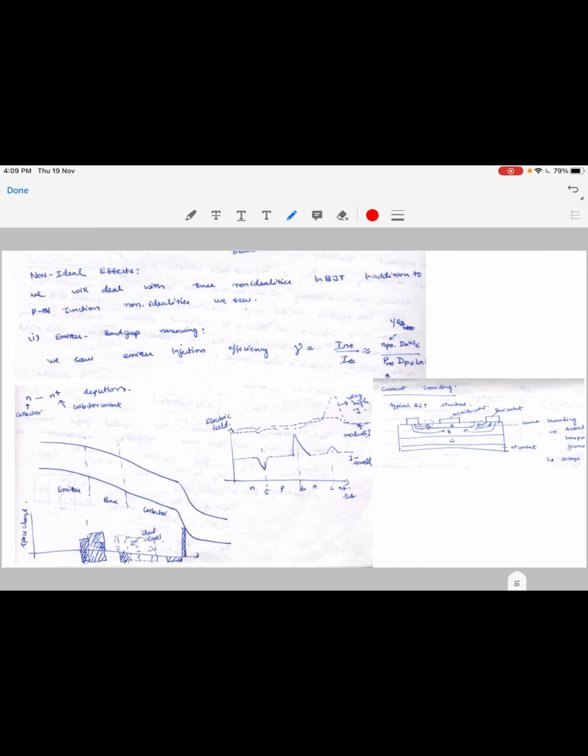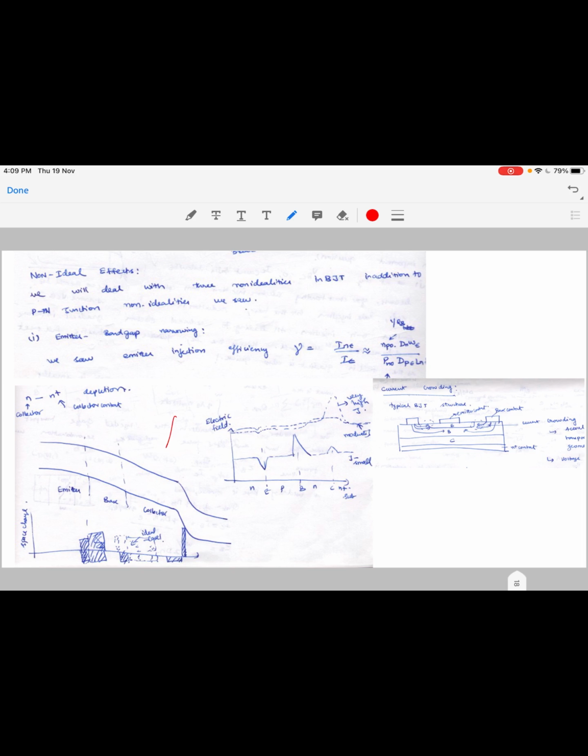Finally, we saw non-ideal effects, particularly emitter band gap narrowing, in the sense that you typically want a very high emitter injection, so you typically dope the emitter strongly. But then when you dope the emitter strongly, you have other effects, right? Because of band gap narrowing and so on.